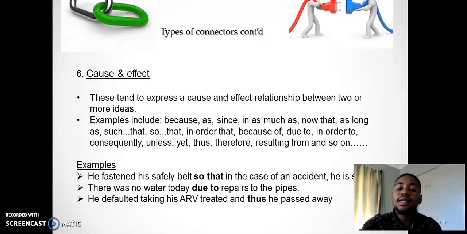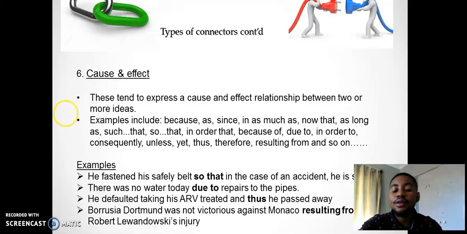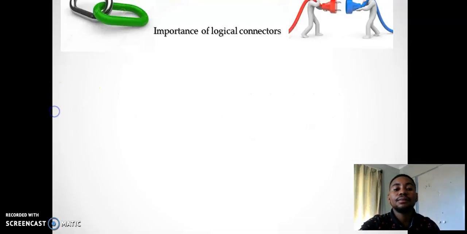He defaulted taking his ARV treatment and passed away. In our last sentence, what is the effect? The effect is the said passing away. What is the cause? Default in taking treatment. Borussia Dortmund was not victorious against Monaco, resulting from Robert Lewandowski's injury. What is the cause? Lewandowski's injury. What is the result? Team not being victorious in the game.